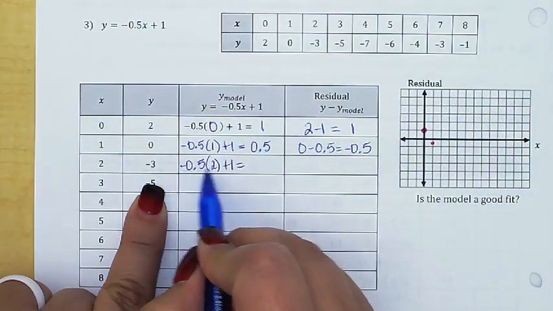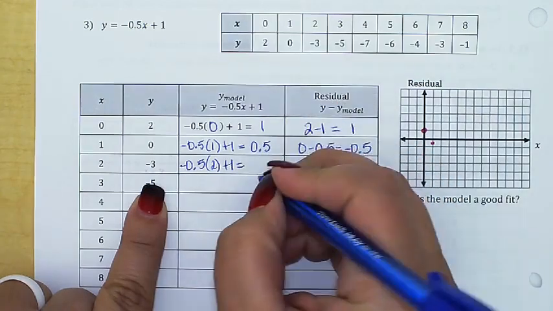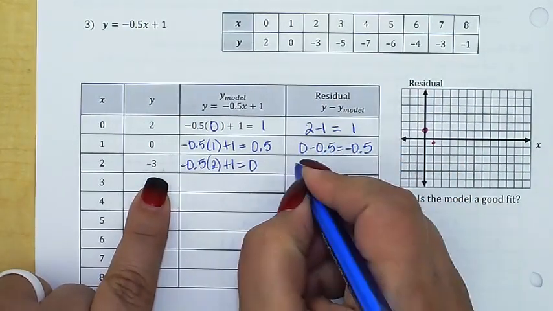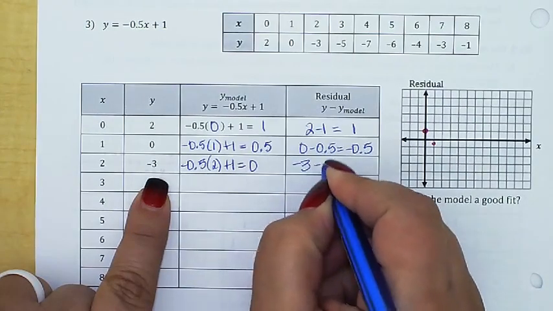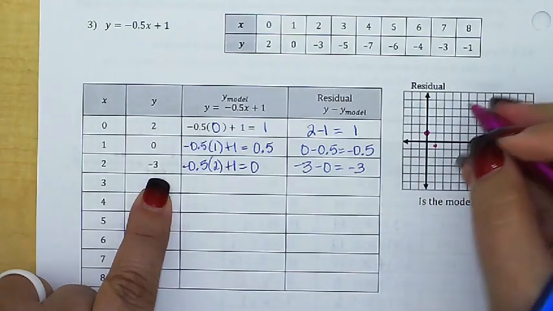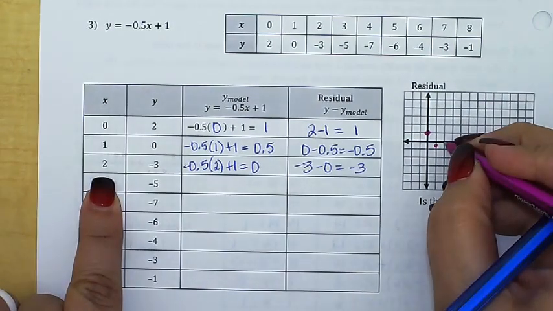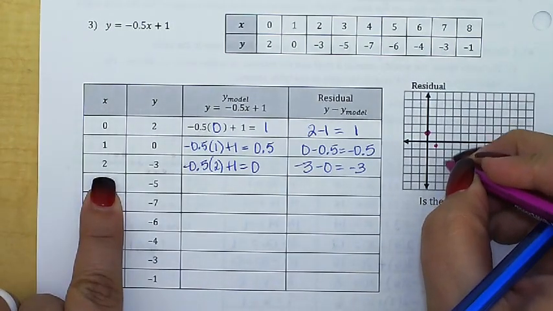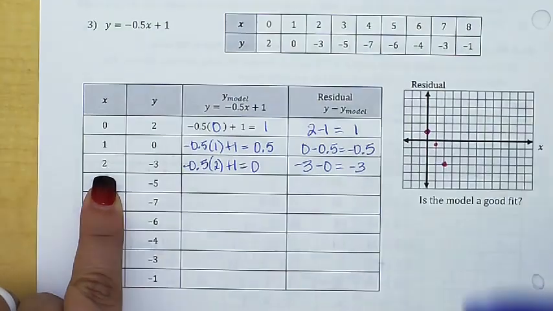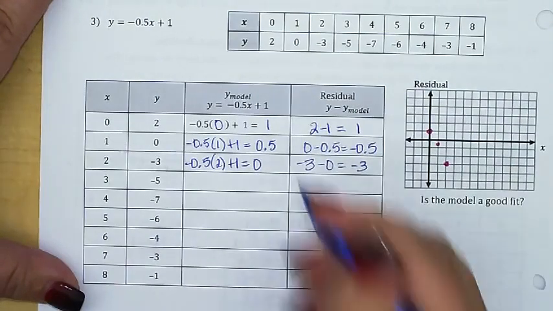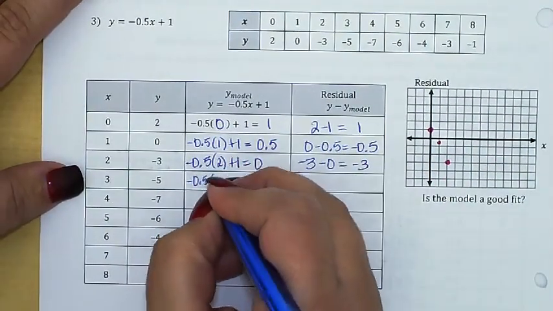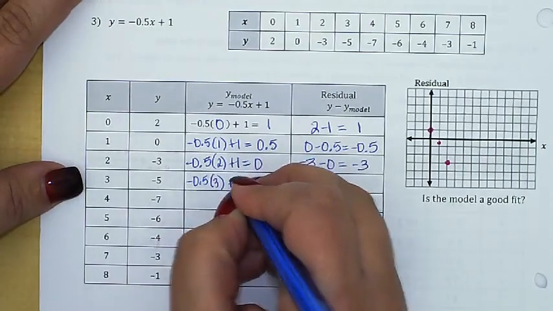And let's see, that's a negative 1 plus 1, that's 0. So the model predicts a 0. The actual point was a negative 3. So that comes out to negative 3. So when x was 2, our residual was a negative 3, right down here. Okay. And then you start to see the pattern happening here. That's a good way to check your work since we're going up by 1s on the x.